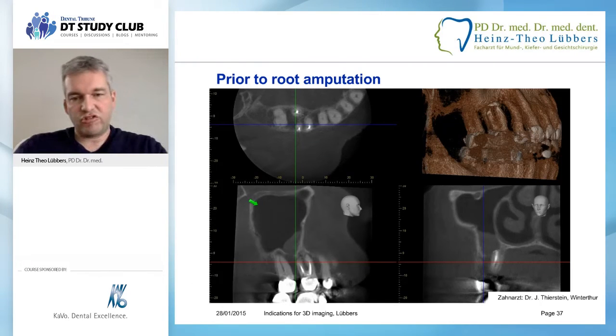Prior to root amputation, there are different indications, like a situation like this. If it's really complicated to sort out which root is a problem and which root has to be resected or amputated and which not, it's always good to get a good view inside before you do surgery, and not only for surgery but also for informed consent of the patient.